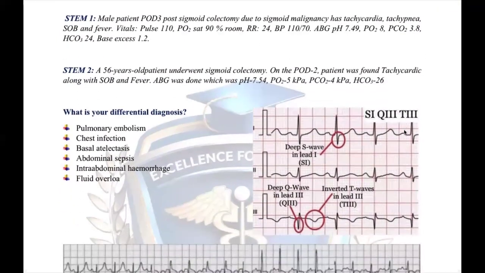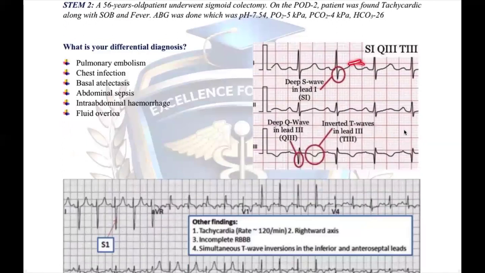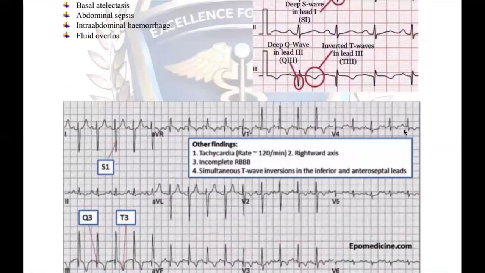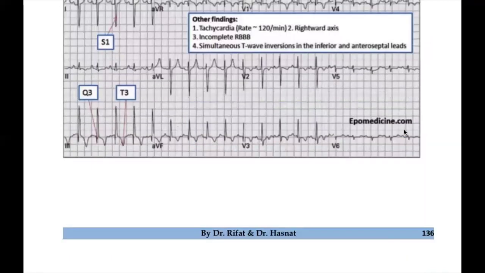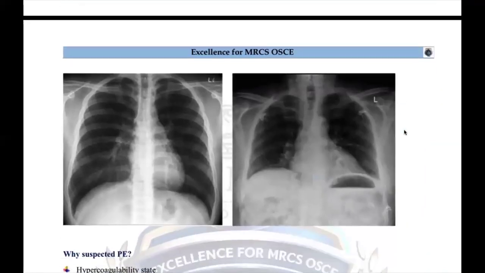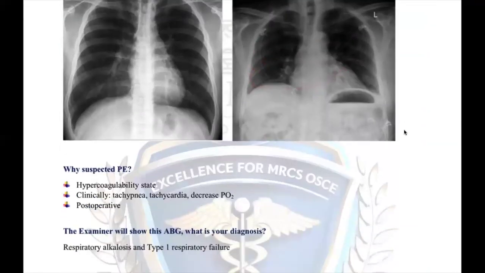Okay, no problem. So what are your differentials? What are the ECG changes? S1Q3T3, right axis deviation, sinus tachycardia. You will get all those things. And these are the X-rays. You can have a look here.